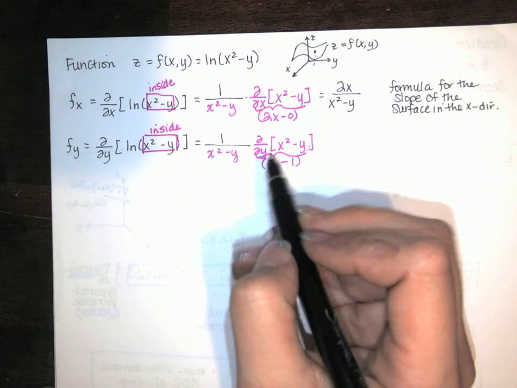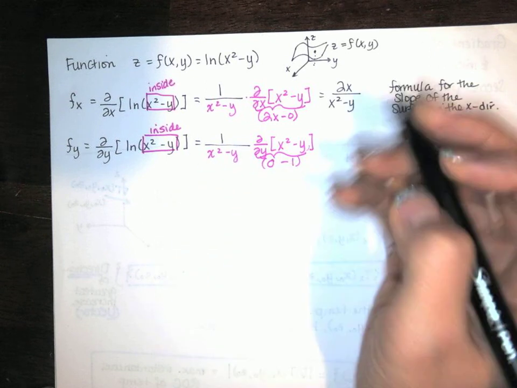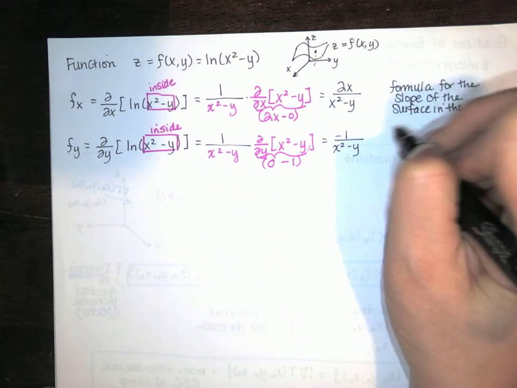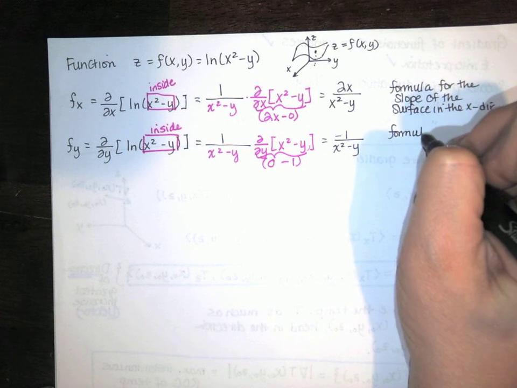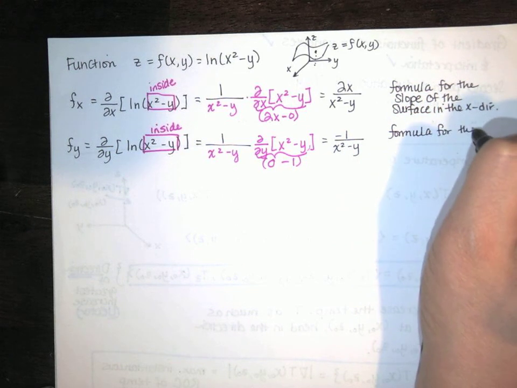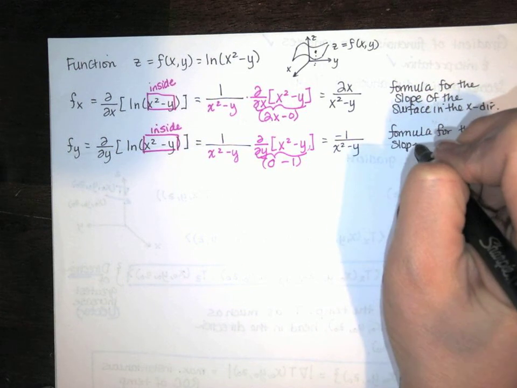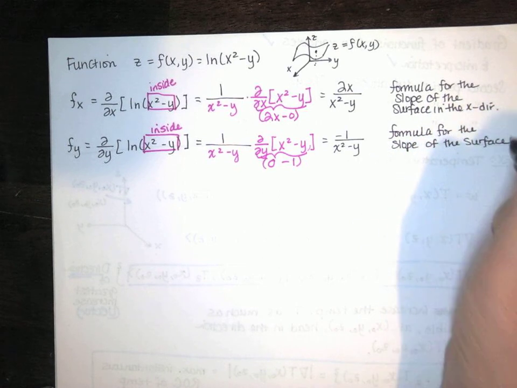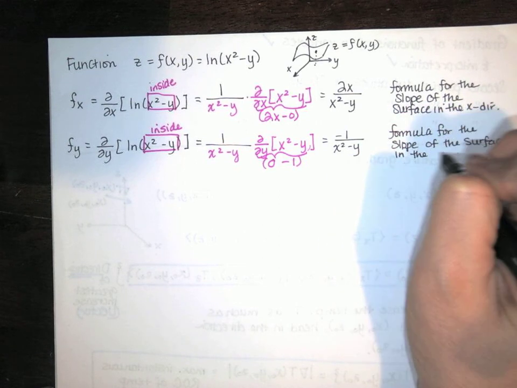And again, we multiply straight across. We've got this fraction times negative 1. So I've got this. And again, this is the formula for the slope of the surface in the y direction.